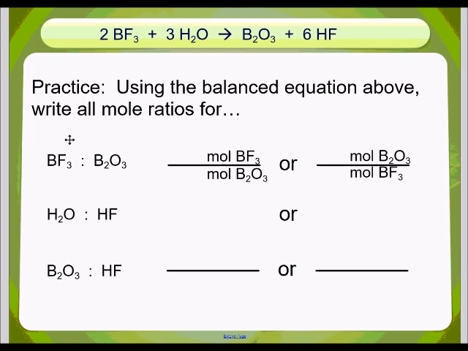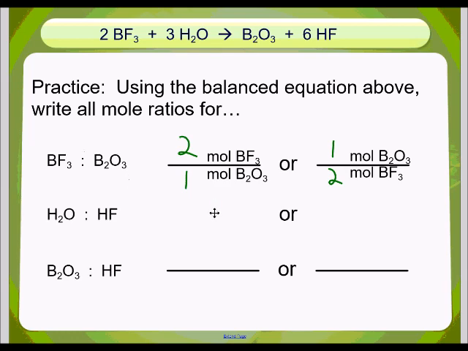So boron trifluoride to diboron trioxide, we would have 2 moles of boron trifluoride. The 2 is up here, and that will react to form 1 mole of diboron trioxide, which is over here. So we're just looking up the numbers in front of each substance in the equation. And the reverse of this would be 1 mole of diboron trioxide over 2 moles of boron trifluoride.